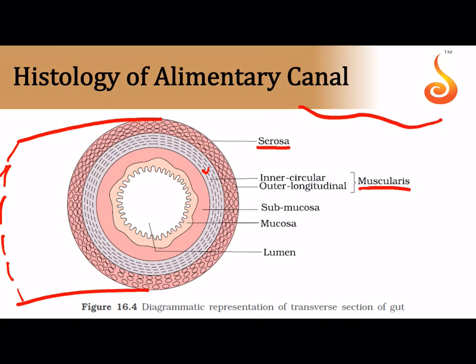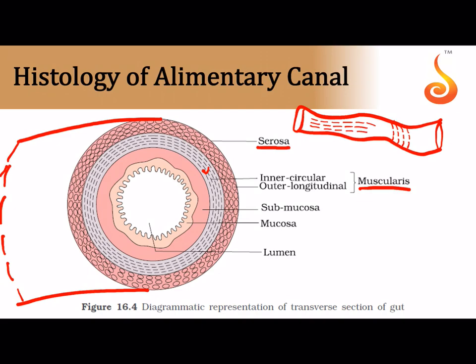Circular layer means if this is the tube, if this is the small intestine, the circular layer has muscles which are oriented along the circumference of the intestine like this, and longitudinal muscles are those which are along the length of the small intestine. So two types of smooth muscles you will find in the small intestine.